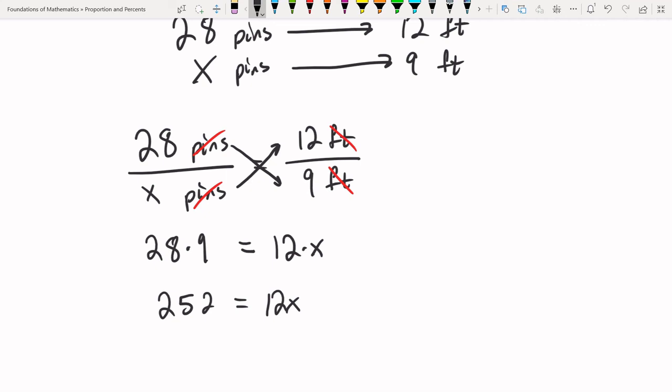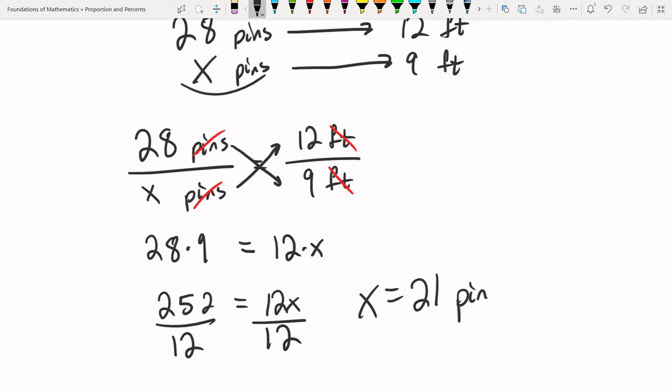So cross multiplication is the first step. The next step is division. Whatever you're multiplying x by, you divide it to the other side. So x will equal 252 divided by 12. In other words, 21, and we know x is in pence because that's what we wrote it as. So x equals 21 pence.